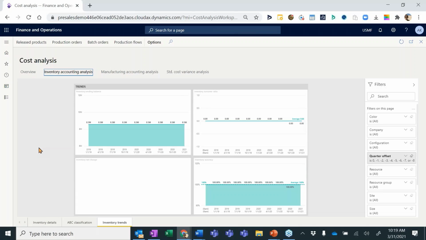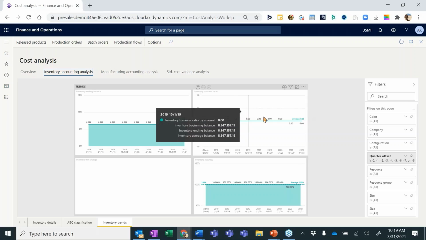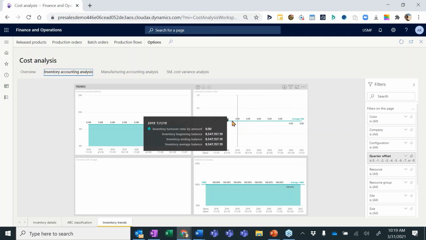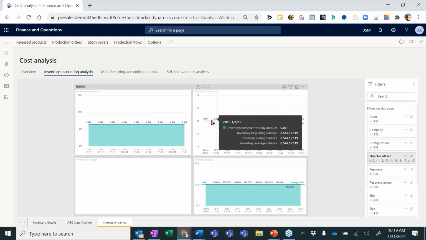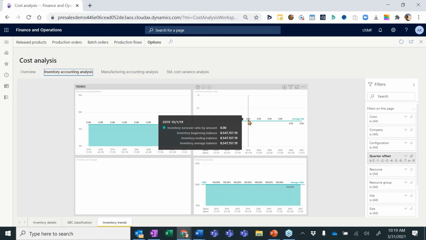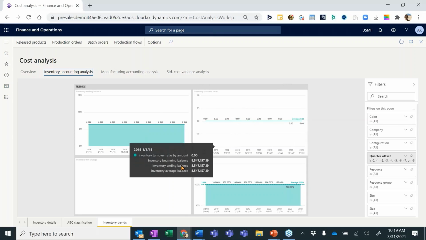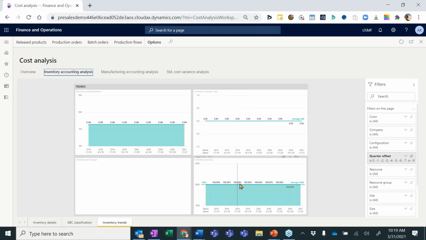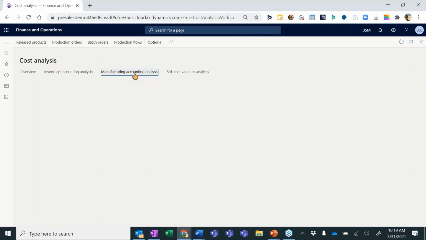My inventory accounting analysis is giving me some analysis of my turnovers. And again, not the sexiest of data right now, but as I move over this chart, I'm getting this feedback in terms of how my turnover was happening for the various periods, what my inventory net change was, and then my inventory accuracy. And this is driving off of those KPI fields that we set up inside of D365.